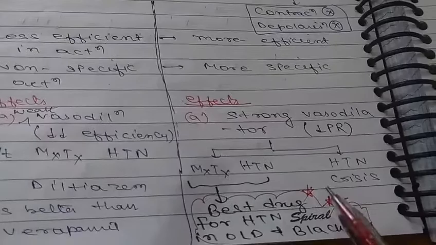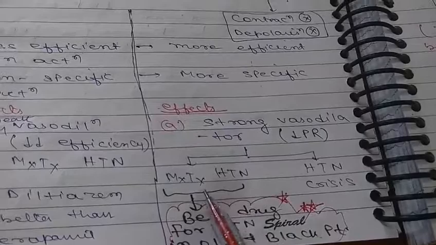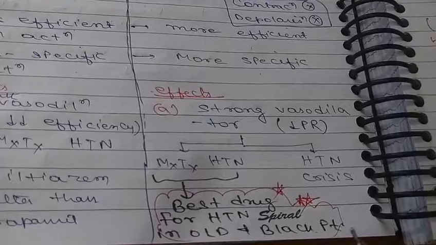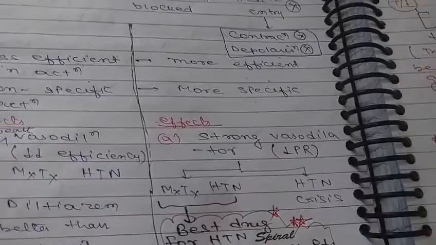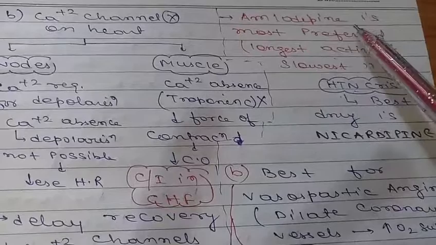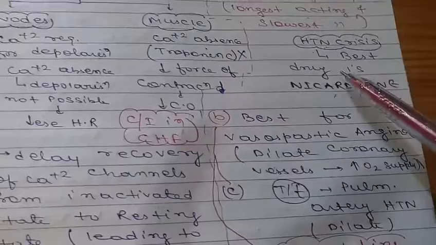Okay, so this is also given for maintenance of hypertension and also in hypertension crisis. And for maintenance of hypertension, they are the best drug for hypertension in old and black patients. In young and non-black patients, we have seen ACE inhibitors, but in old and black patients, we use this drug. Clear? Amlodipine is most preferred for maintenance treatment of hypertension because it is longest lasting but slowest acting. For hypertension crisis, we use nicardipine. Okay, it has very fast onset of action. Now coming to the next.